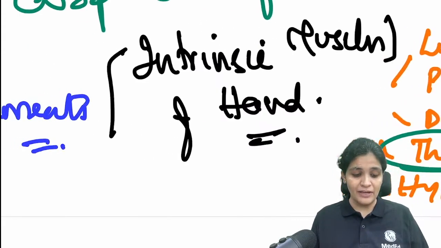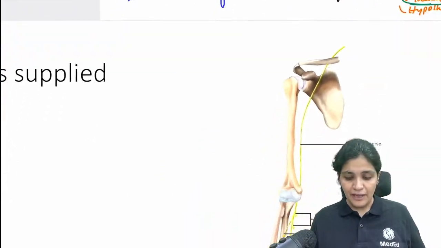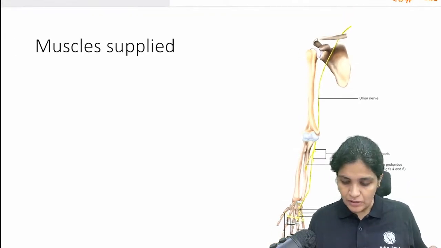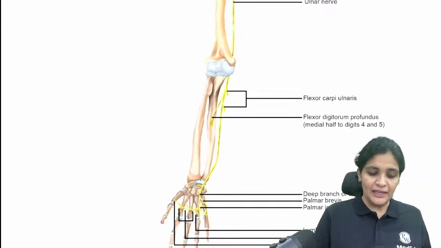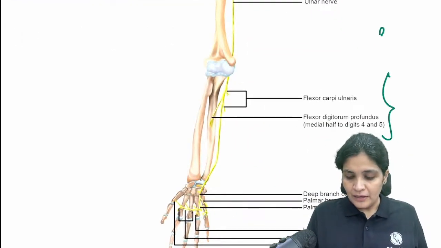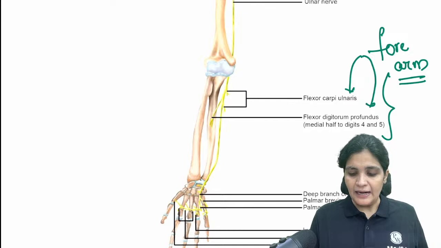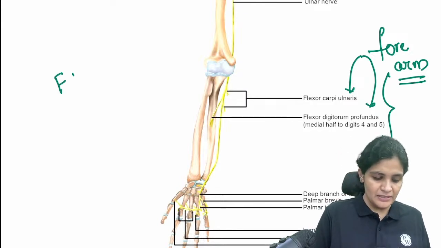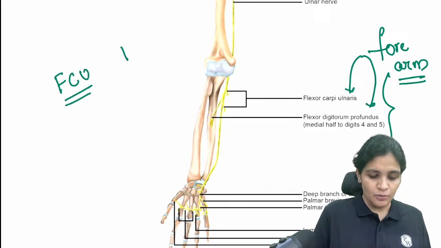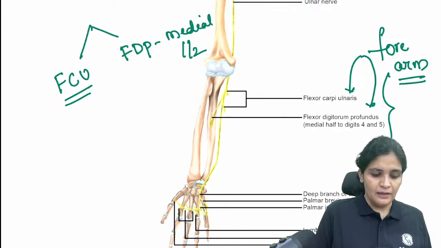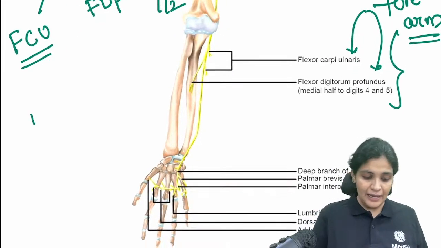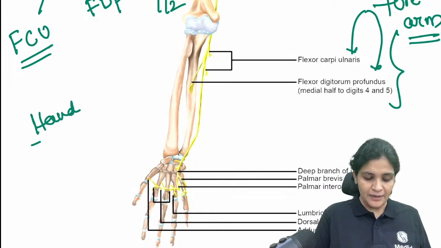Hence this is a very, very important nerve in case of your hand. So these are all the muscles. If you see in the forearm, there are 2 important muscles. One is flexor carpi ulnaris and half of flexor digitorum profundus. This you have to remember: FCU and that too medial half of FDP. Right? And when it comes to the hand, I told you it supplies most of them.